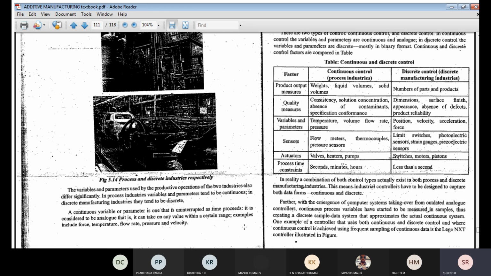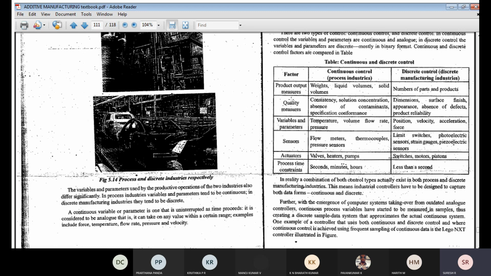So in the discrete control system, we are not measuring with respect to the weight of the components. We're just going to measure it with the help of the number of parts and products. How many numbers? 100 numbers, 200 numbers, 500 numbers? In terms of numbers, we're going to measure it in the discrete control system.